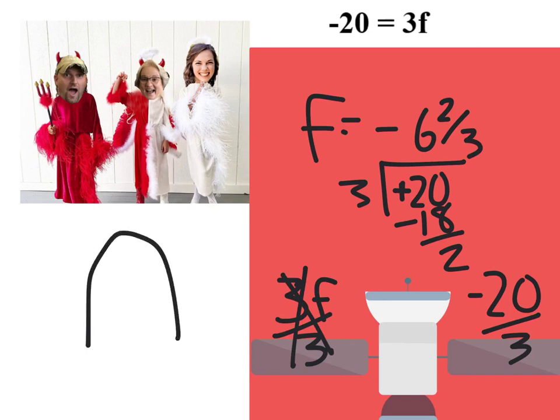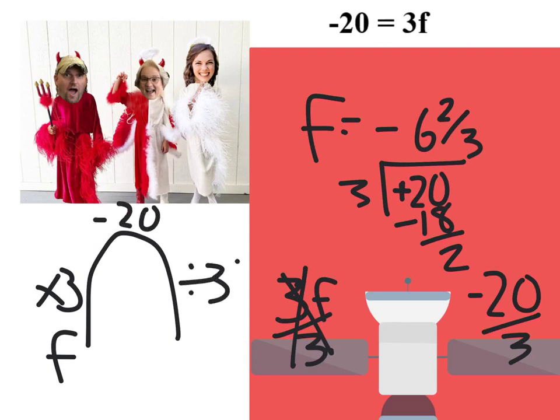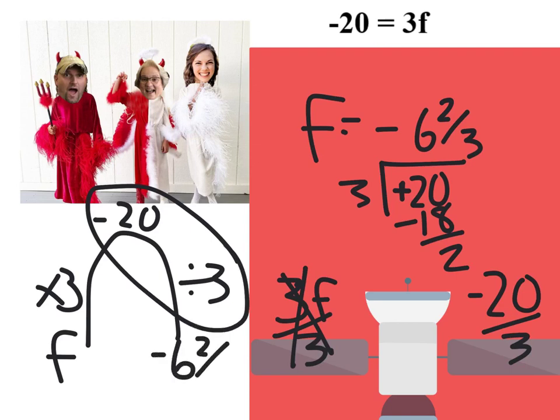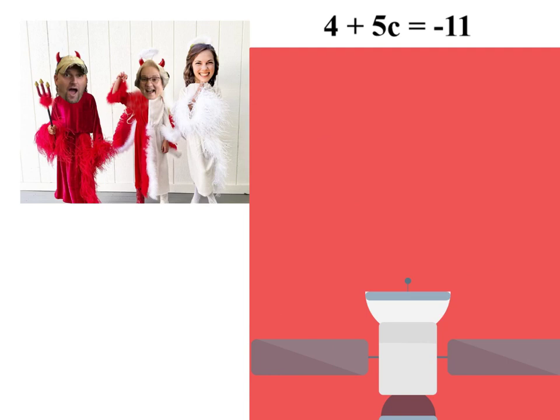If I did it with rainbow, there was an f that somebody took times 3, and they got an answer of negative 20, so let's tear it down. If they multiply by 3, we will divide by 3. And that gets us negative 6 and 2 thirds. Now we're in two-step equations. Those other two were one-step equations. Only one thing had been done to the variable.